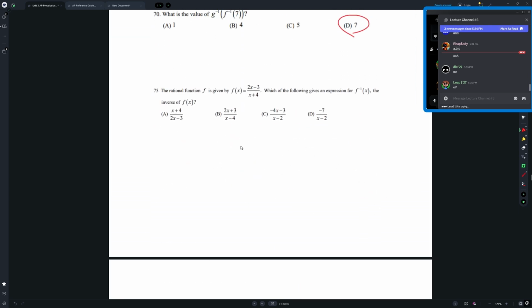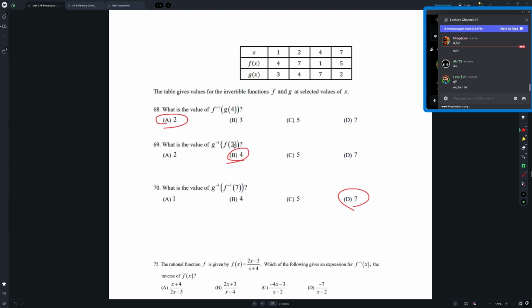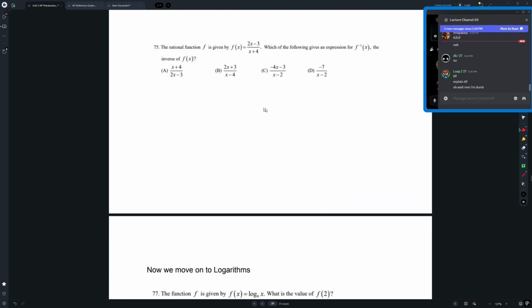75. The rational function is given by, explain. Oh, it's explain. Okay. So first you find f of 2. So you're plugging in x for 2. That's 7. So g of -1 is going to be 7. Then you look at g and then you find 4. That's it. Now do 70. Find the inverse of this rational function. This requires a good amount of solving, I would say.